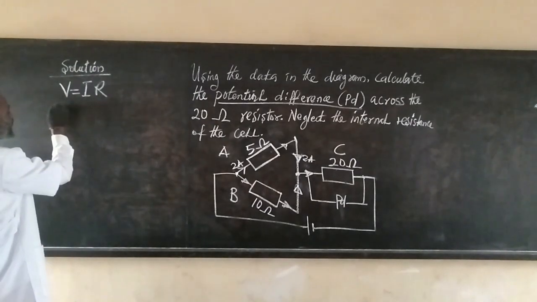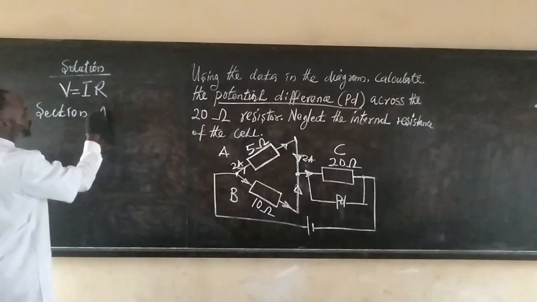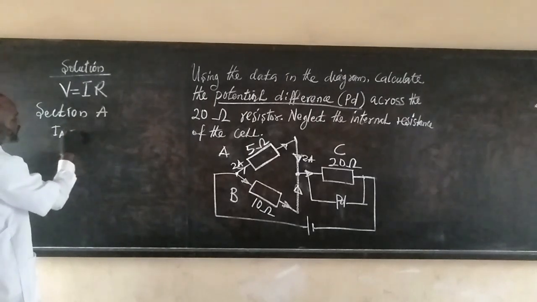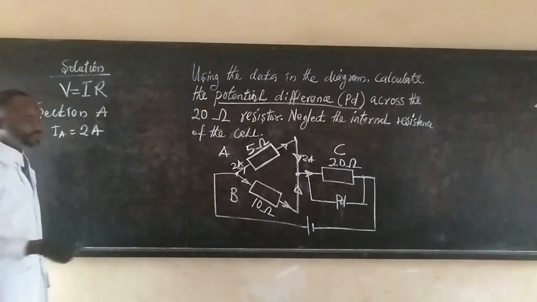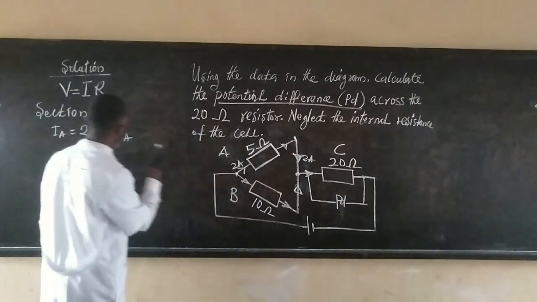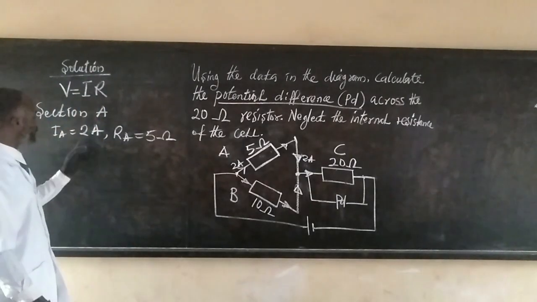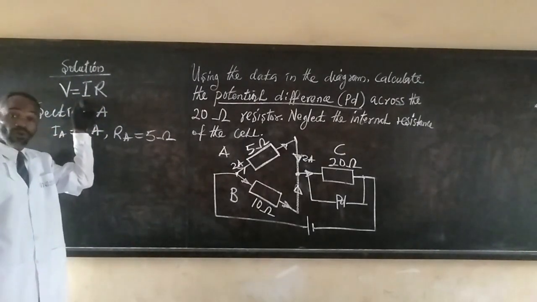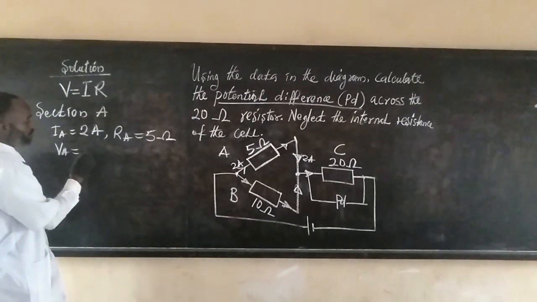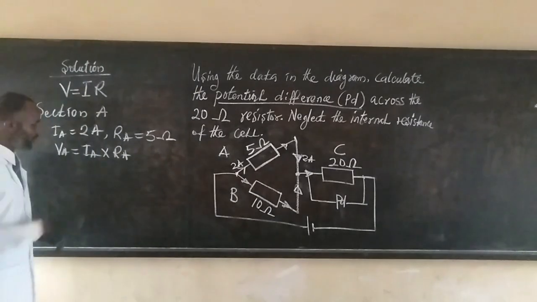We call it VA section. Call it section A. Let's resolve section A first. And what we have there is IA is equal to 2 amps, right? And we have also RA, that is this, equal to 5 ohms. So what do we do? With this and that, according to Ohm's law, we can find our VA. VA is equal to IA times RA. That's Ohm's law.